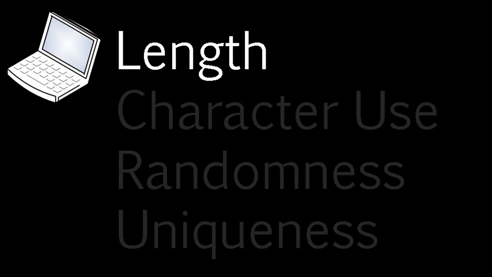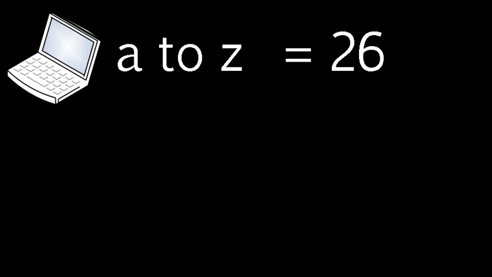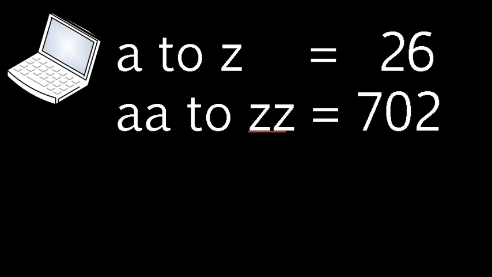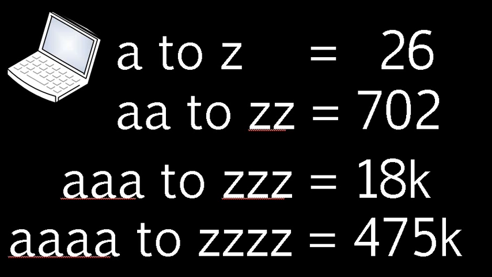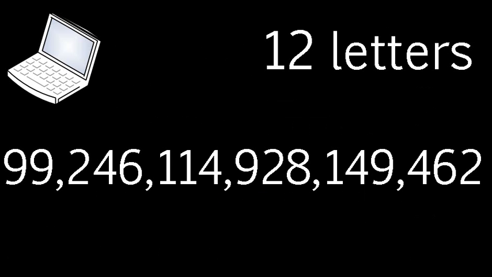Length. Password length is very important to security. If we look at lowercase letters only as a password, a single letter password would take a maximum of 26 tries before it is cracked. If you add 2-letter passwords in there, there are 702 possible combinations to crack it. If you take it to 3 letters, it becomes 18,278. 4 letters requires up to 475,000 tries.